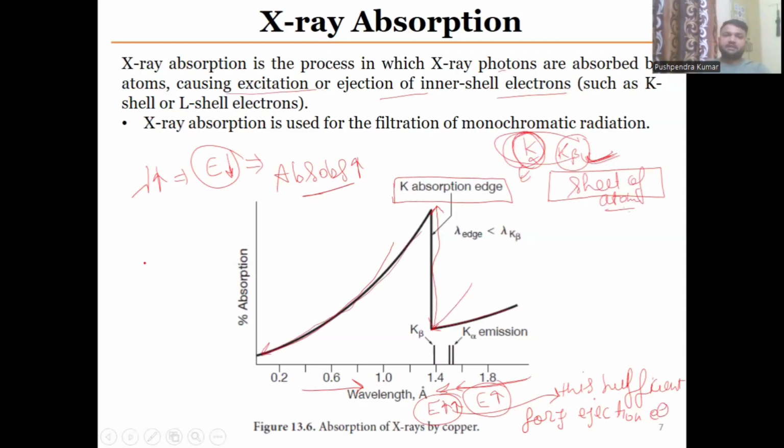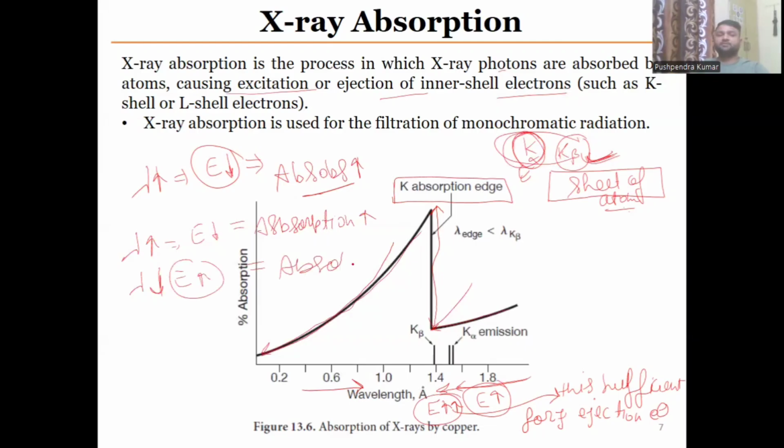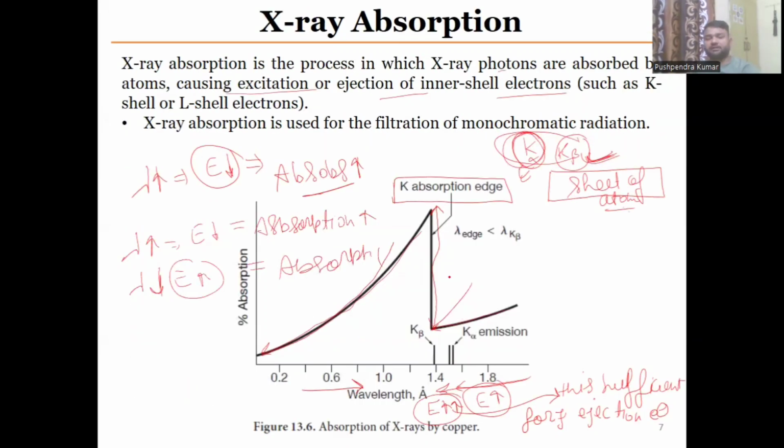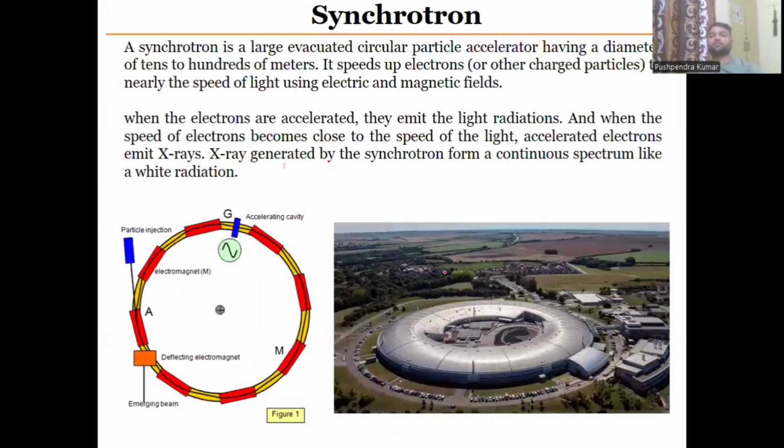From here we can say that as lambda increases, energy decreases, and as energy decreases, absorption increases. Or reversibly, as lambda decreases, energy increases, and as energy increases, the absorption decreases. So now let's move further. The synchrotron.